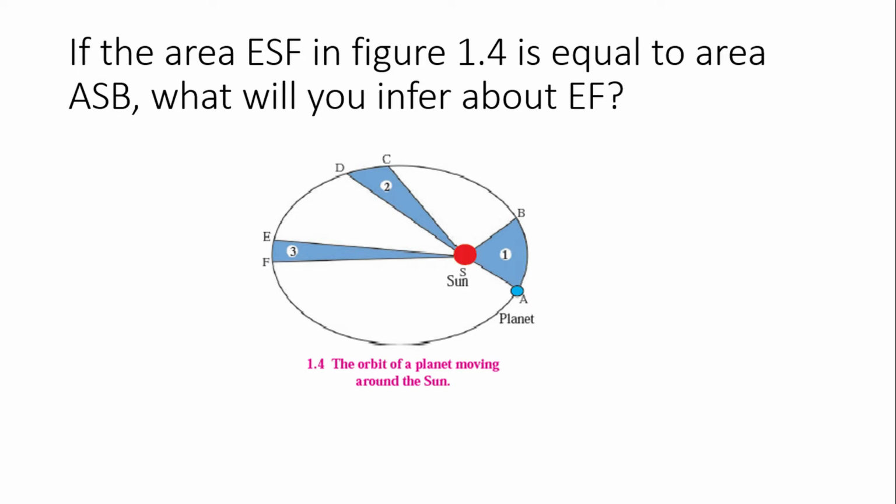Now there's a question asked in your book. If the area ESF in figure 1.4 is equal to area ASB, what will you infer from EF? Now this explanation is similar to the above explanation. If ESF is equal to area ASB, then EF is the distance traveled in the same time as the distance traveled between A and B.